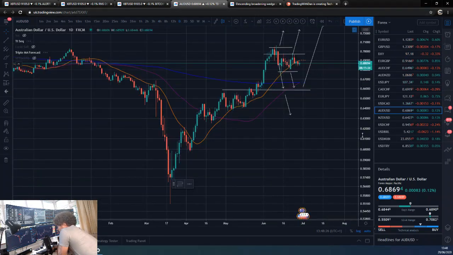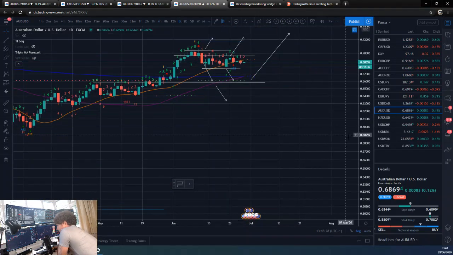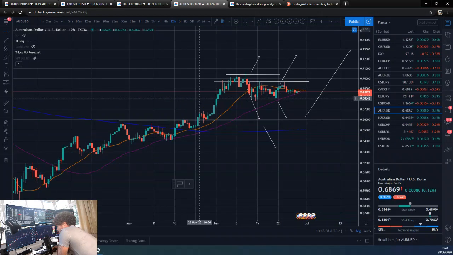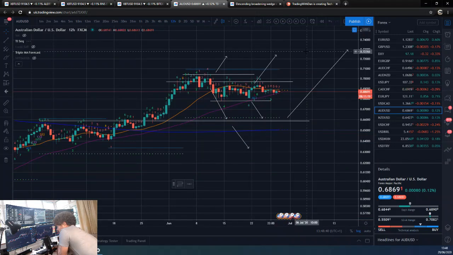Daily first. Yeah, nice daily 9. Not much else. We're just in this zone here. Nothing TD wise. Moving averages, golden cross coming in. Moving averages looking relatively good.